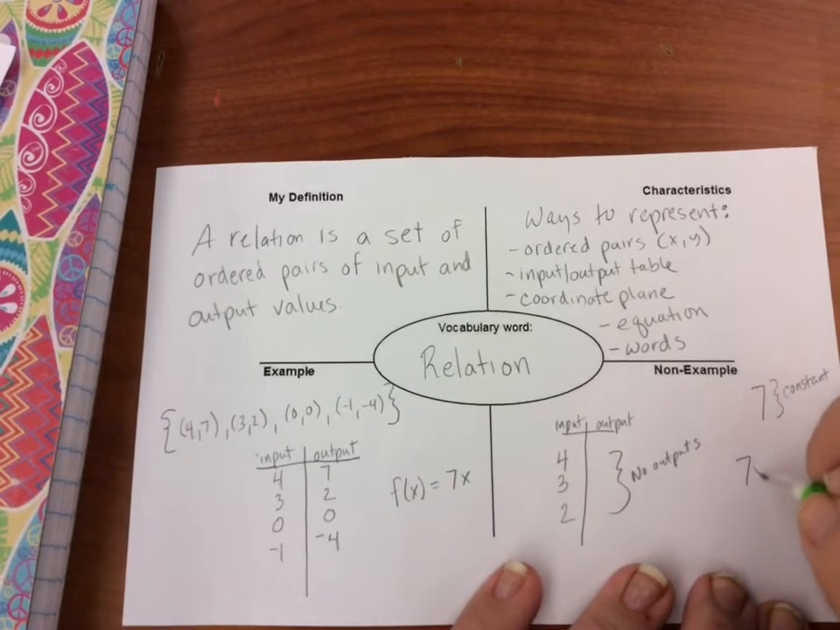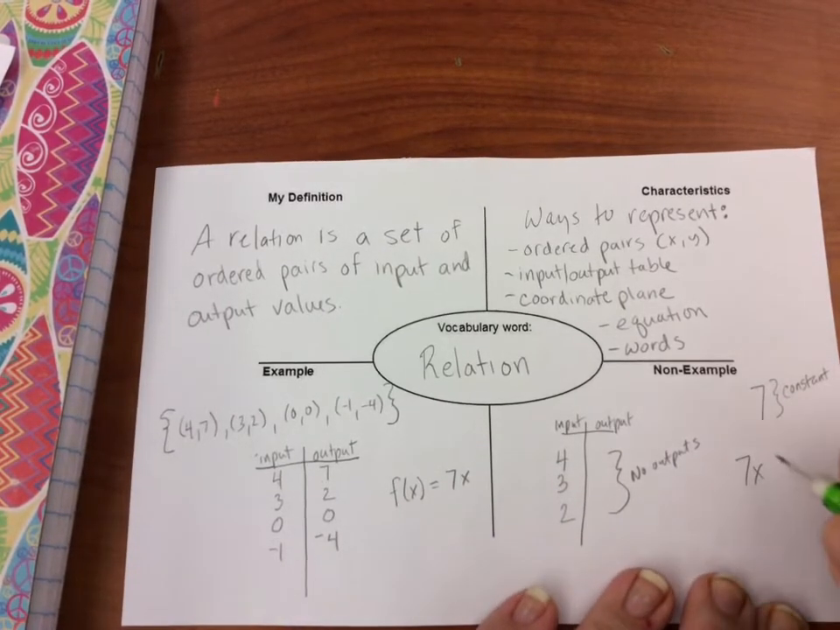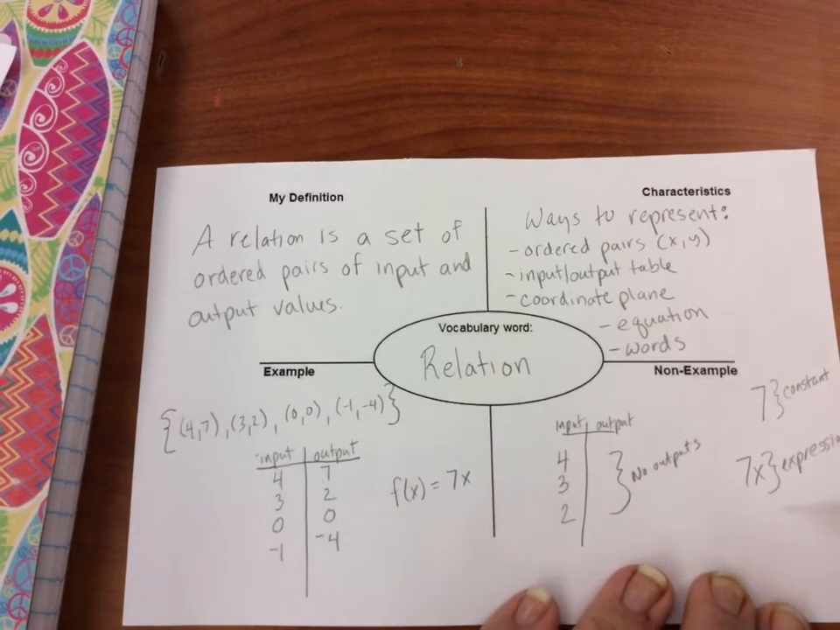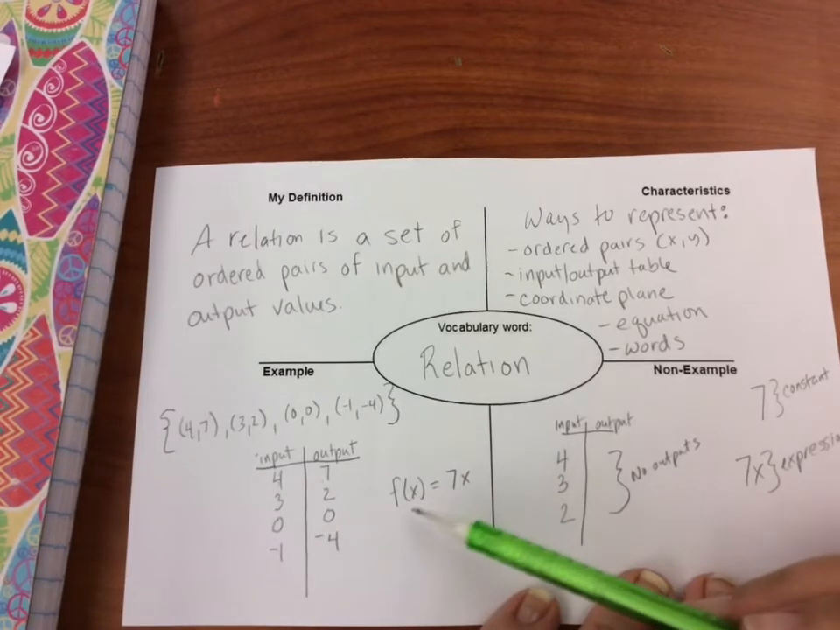Even if I have 7x, that's an expression. It's not an equation. So I don't have any outputs listed. When I make it an equation over here with the f of x, that talks about an output.